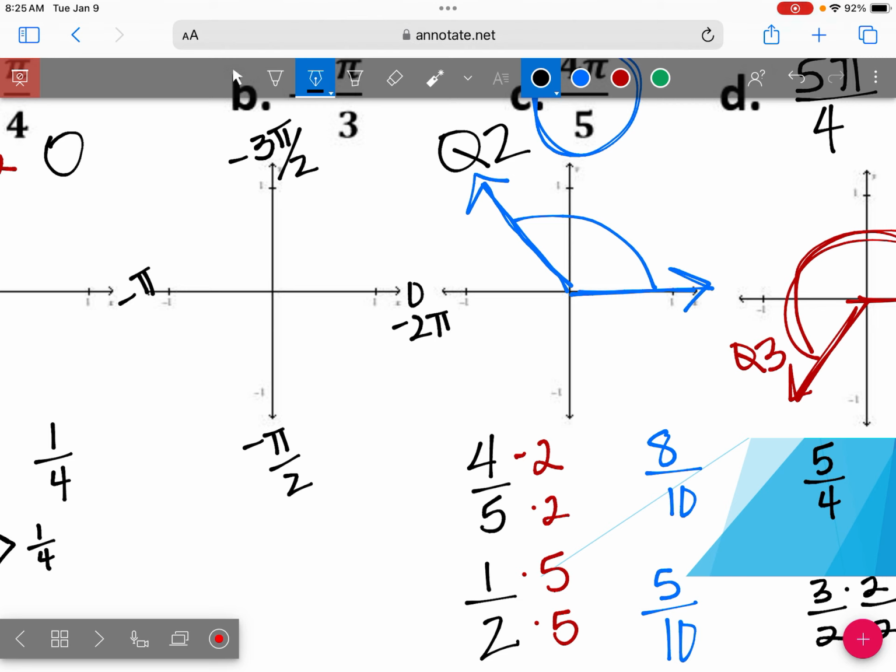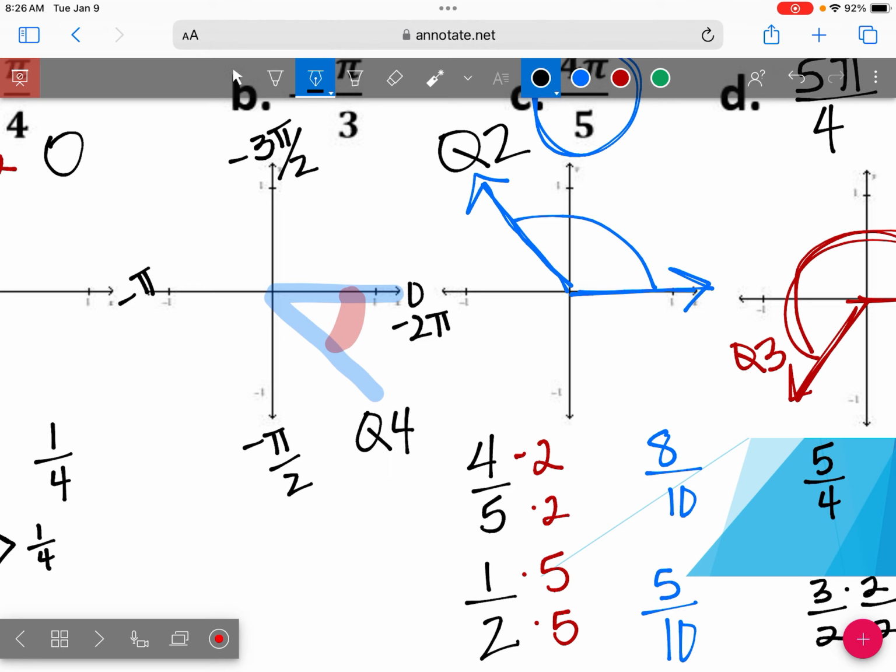Show me with your fingers. Where do you think negative pi over 3 is going to fall? What quadrant? Show me with your fingers which one you would put it in. Yep, because it's negative, we're in quadrant 4. Because 1/3 is less than 1/2. So we're going to put our ray in here. So this would be my initial side. And that's my terminal side. So this would be my angle right here. And we are in Q4.